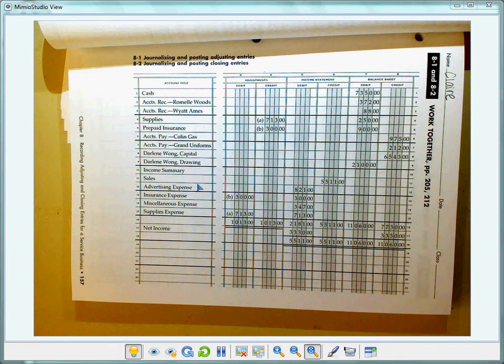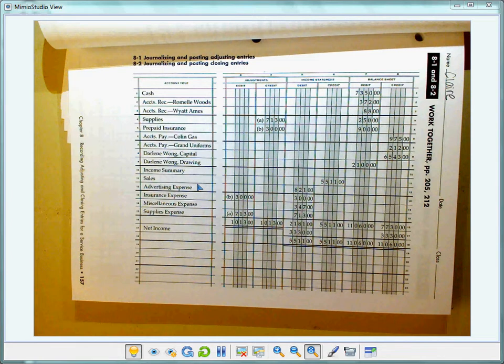Okay. So we have a partial worksheet of Darlene's delivery service for the month ended July 31st. Also, we have a journal and journal ledger accounts. And so what we're doing, using page 4 of our journal, journalize and post the adjusting entries. We're going to have to look here on this page to see what were our adjustments, what were the amounts, and then we will journalize those on page 158.